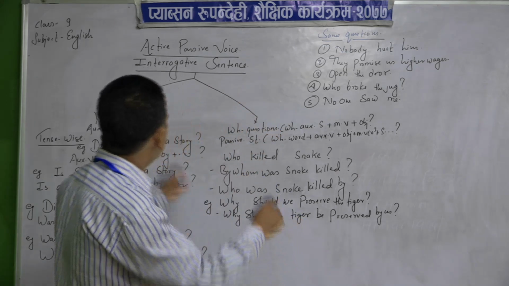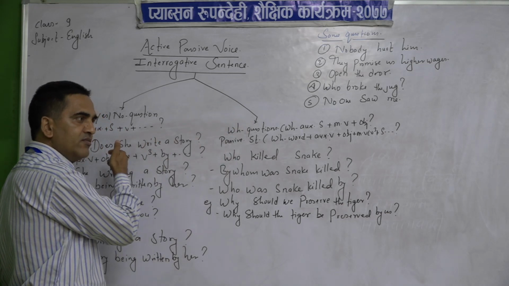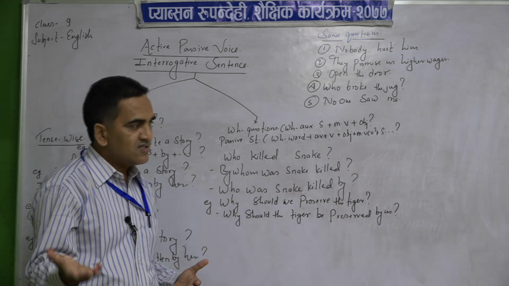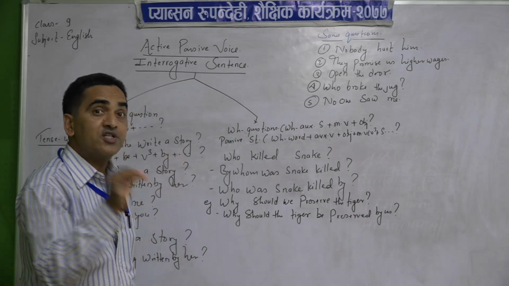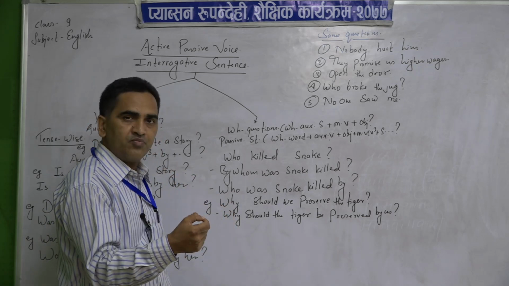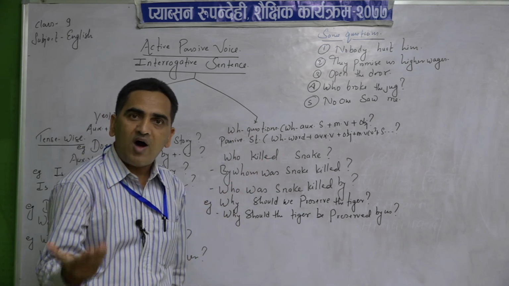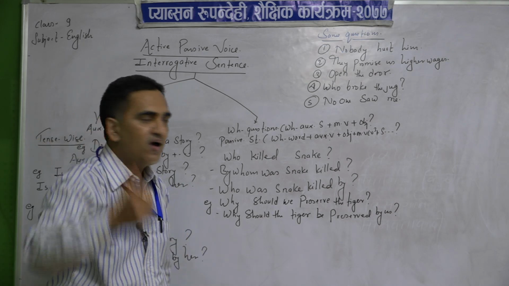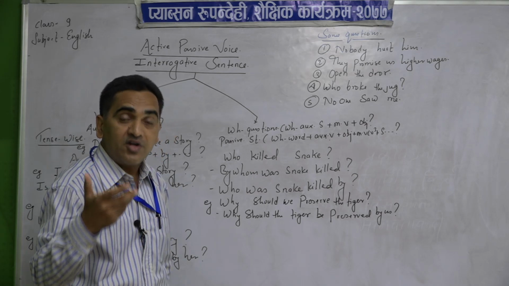Now, an interrogative sentence is divided into two parts. First is the yes/no question. It starts from an auxiliary verb and the answer will be yes or no. Another is the WH question. It starts from a WH word, like when, how, where, why, whom, how far, who. These are all WH words.